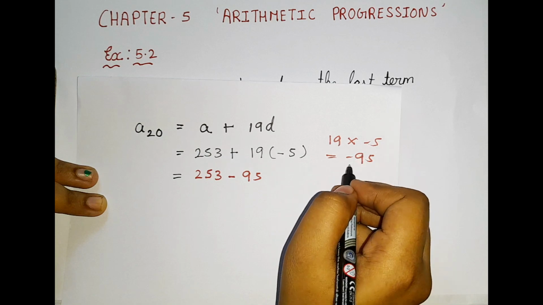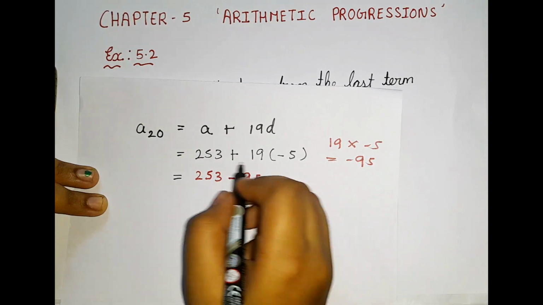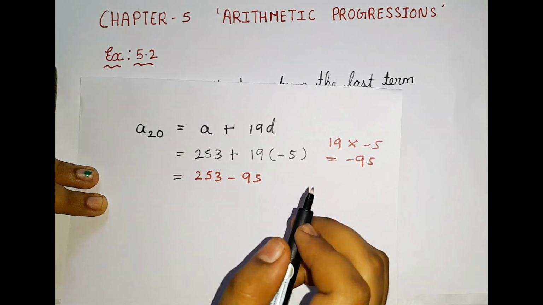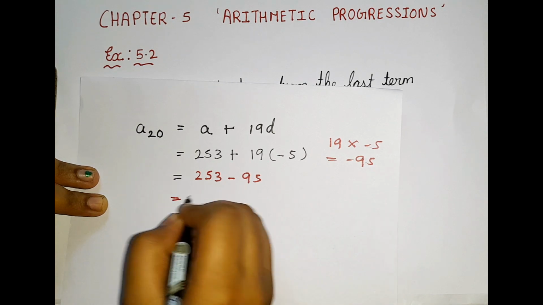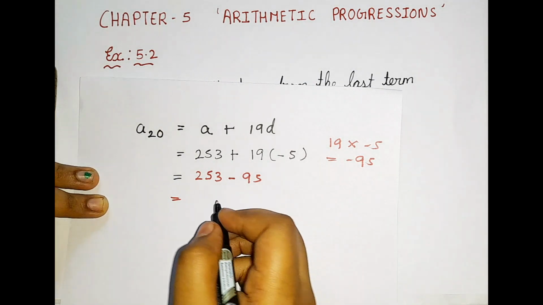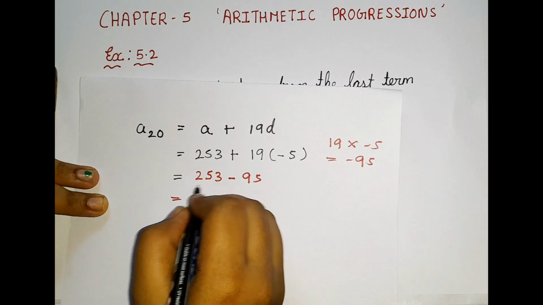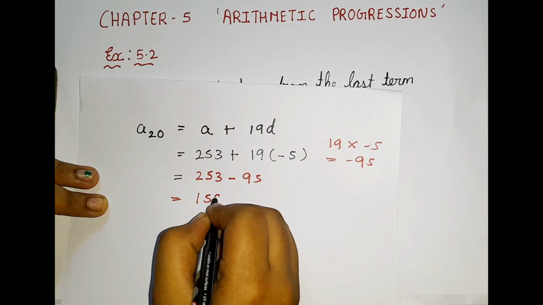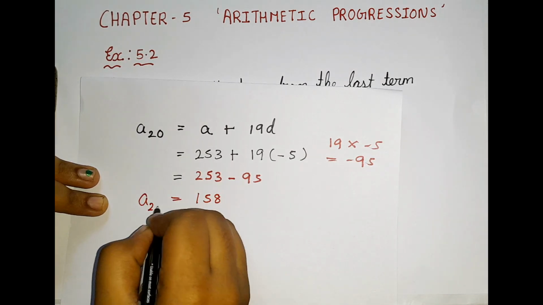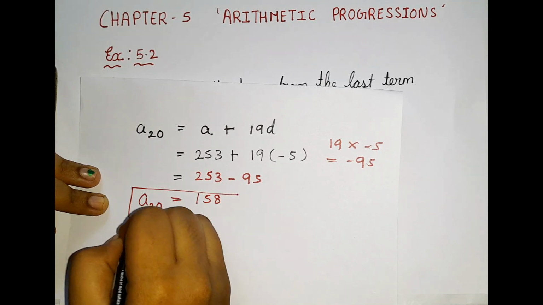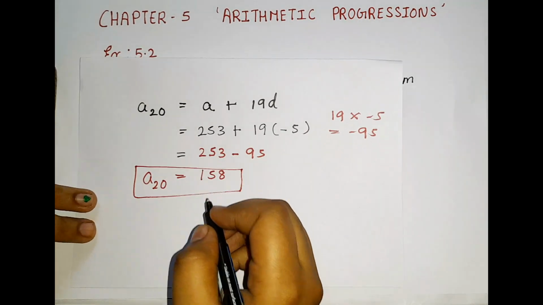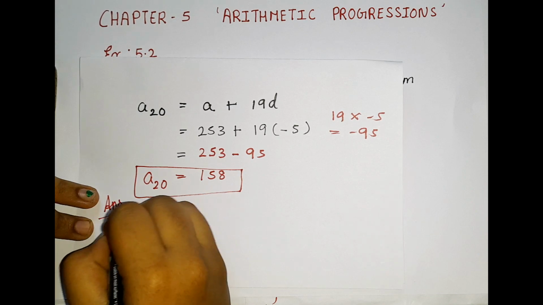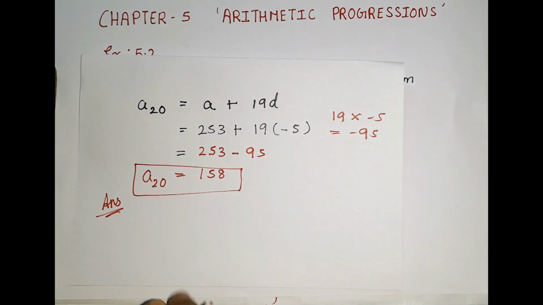Why? Because plus into minus is minus. And then here we have plus, right? So plus and minus is minus, so it is minus 95. This is a common thing, that's why I didn't explain it in detail. So when we subtract them, we get 158. So this is going to be A20. So A20 means the 28th term. So what is the 28th term, guys? It is 158.